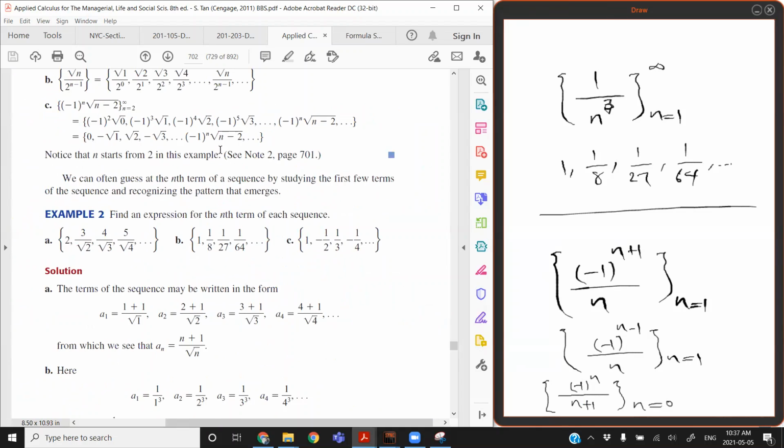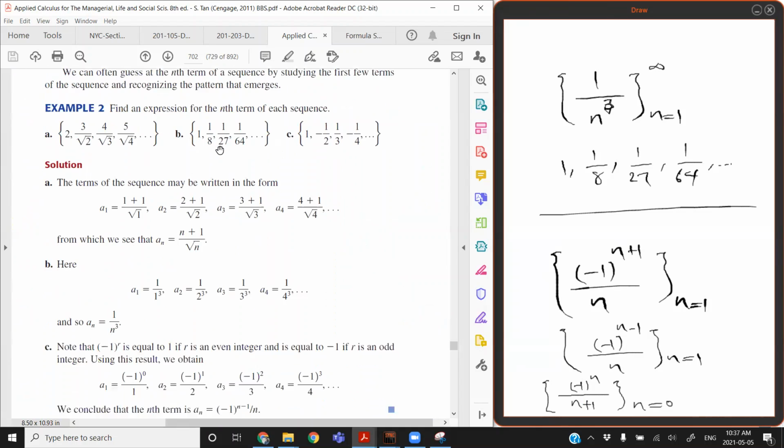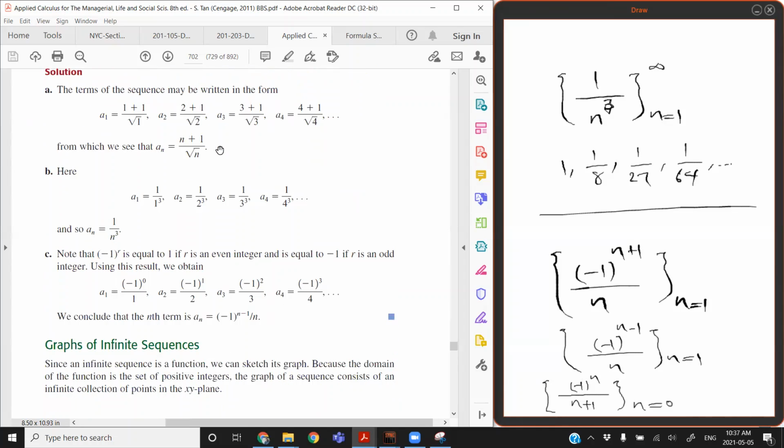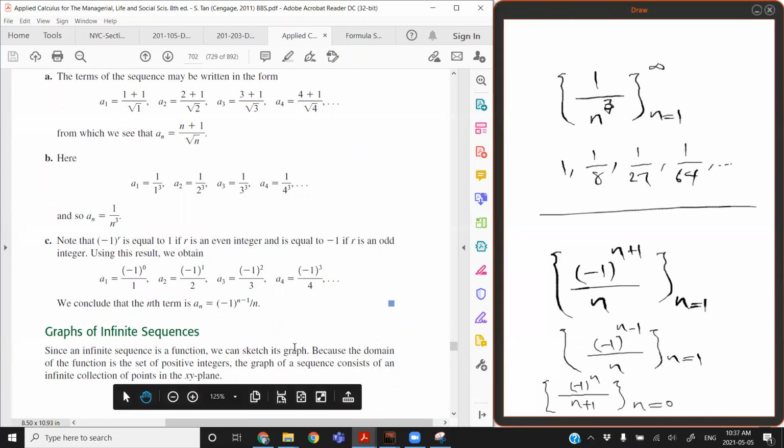Any questions? So you can see in the book, you have the second answer I provided here, negative 1 to the power of n minus 1 over n, where n begins at 1.